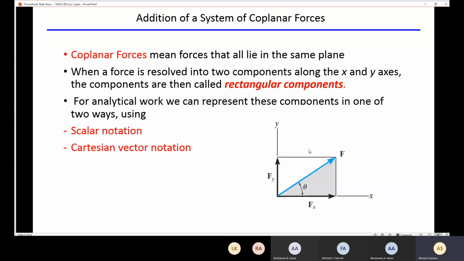If you resolve or decompose the forces into x and y components, we call these rectangular components. This method is more convenient than the parallelogram law and using the sine and cosine laws. To make that representation, we can use scalar notation or Cartesian vector notation. First, we are going to start with the scalar notation.